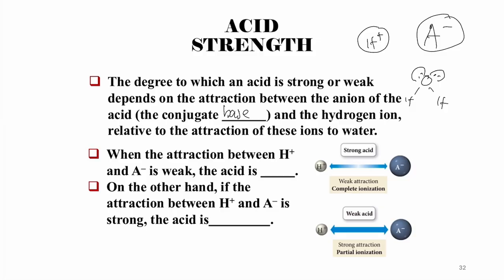And so when the attraction between H plus and A minus is weak, the acid is strong or stronger, because that's just a relative amount. And when the attraction between H plus and A minus is strong, the acid is considered weak. If this is weak between H plus and A minus, that means it's easier for it to get rid of its proton. If that interaction between these is strong, that means it doesn't want to release its proton. We can't create H3O plus in solution.